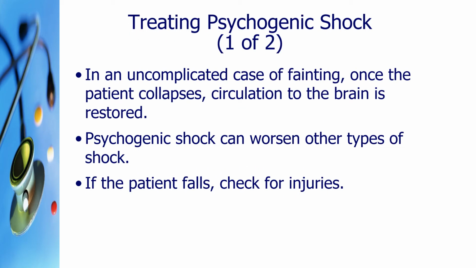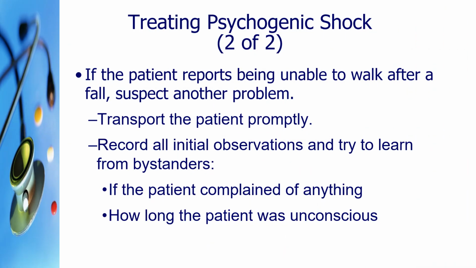In an uncomplicated case of fainting, once the patient collapses, circulation to the brain is restored. Psychogenic shock can worsen other types of shock. If the patient falls, check for injuries. If the patient reports being unable to walk after a fall, suspect another problem, transport the patient promptly, record all initial observations, and try to learn from bystanders if the patient complained of anything and how long the patient was unconscious.